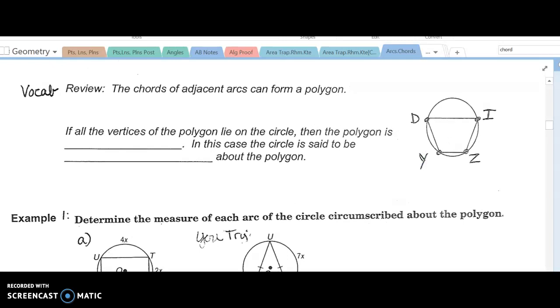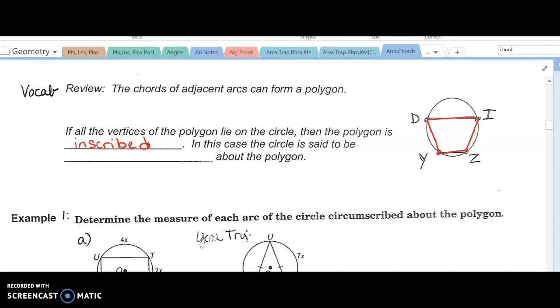It says vocab review. The chords of adjacent arcs can form a polygon. So all it's saying is these lines that I have going across my circle, these chords, they can form a shape on the inside of the circle. If all the vertices of the polygon lie on the circle, then the polygon is inscribed. We've seen that word before.